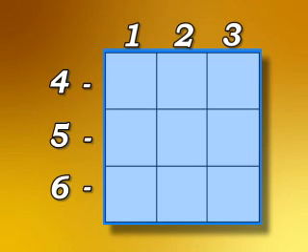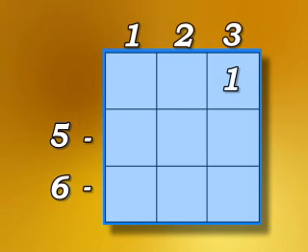Let's do 4 minus 3. Where would they meet and what would be the name of the square? 4 minus 3. And the name of the square? 1. That's correct because 4 minus 3 equals 1. Great, you are really doing well.